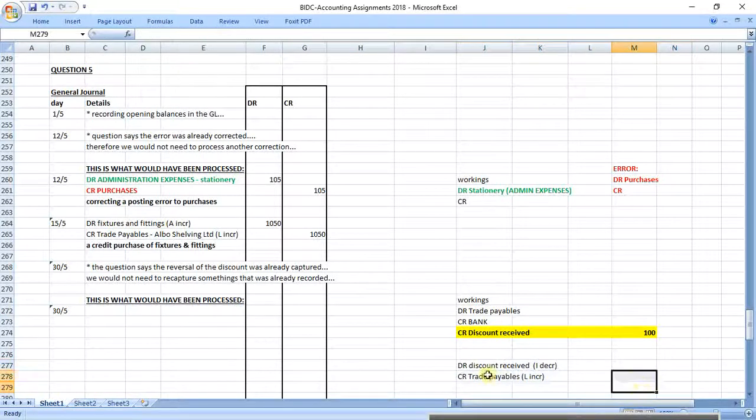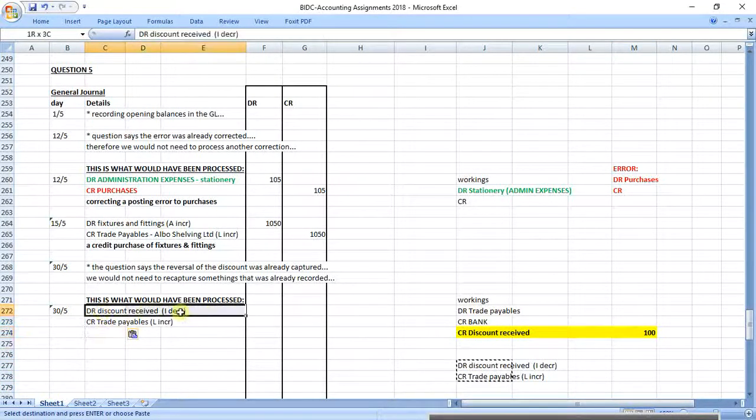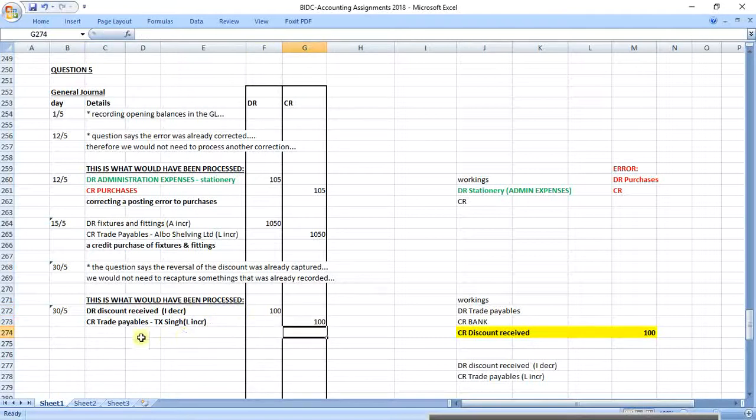So there's the actual working. I'm going to copy paste that here. Debit discount received, credit the trade payables. Trade payables, maybe just put the name of the person in, TXI. 100 Rand, 100 Rand. Right, and that's what you would have done. They said that was done, so we wouldn't really have to do it, but we're showing what would have been done. Okay, it's a bit of an odd question.